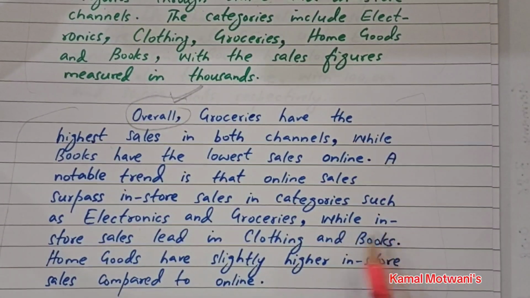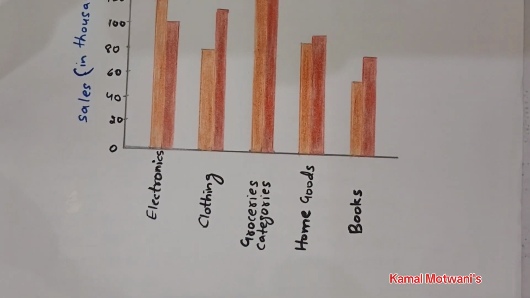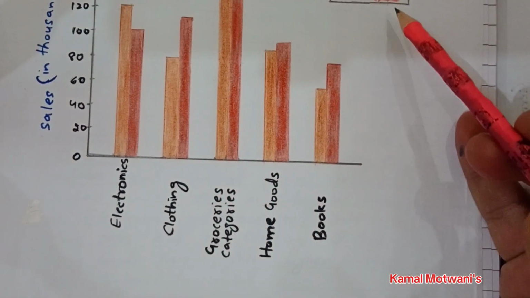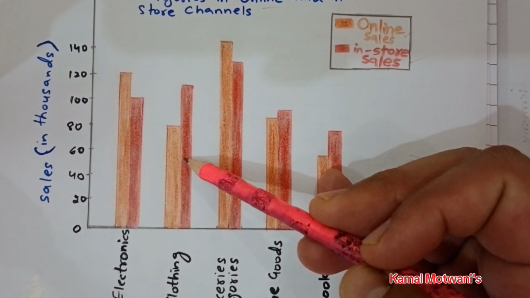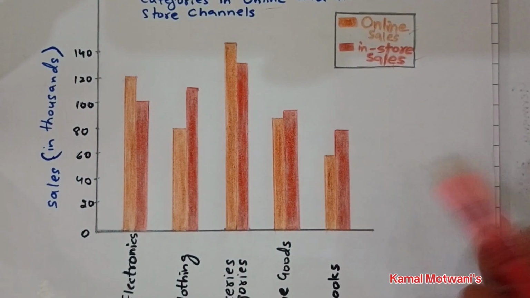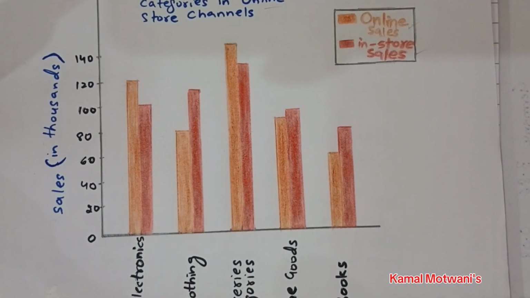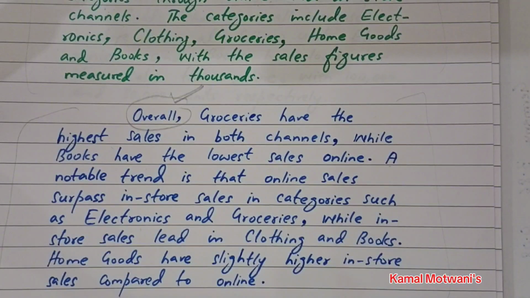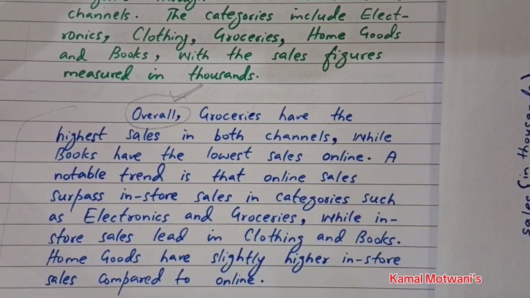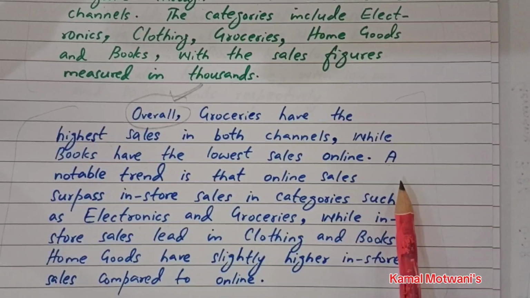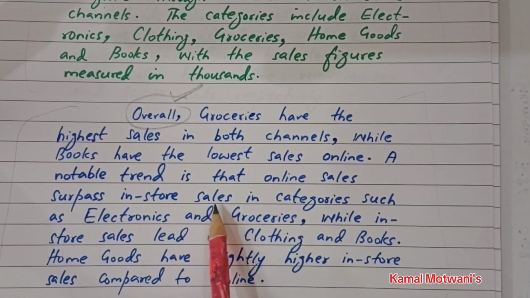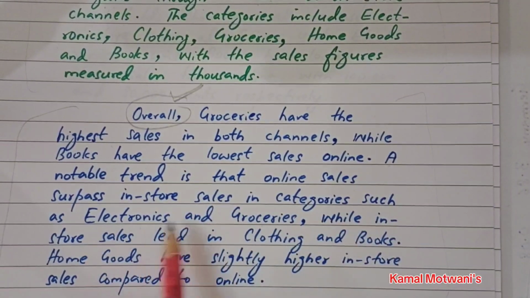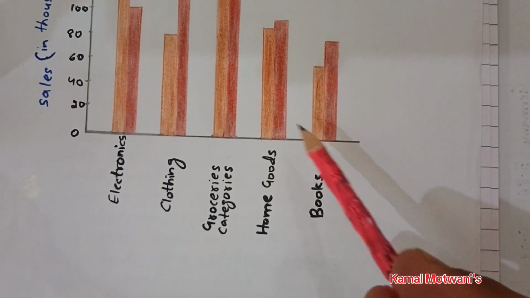While in-store sales lead in clothing and books. Let's see. In-store sales lead in this clothing and books. So this statement narrates that a notable trend is that online sales surpass in-store sales in categories such as electronics and groceries.